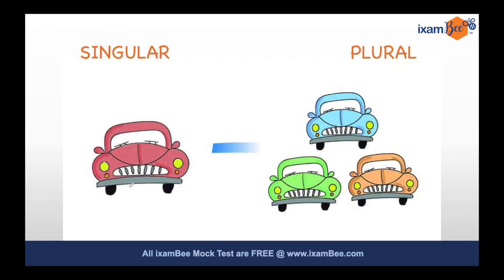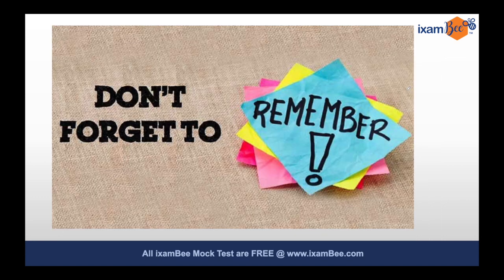Now, nouns can also be categorized into singular, which means one or single, and the other one is plural. So we have more than one, multiple. So car and cars.